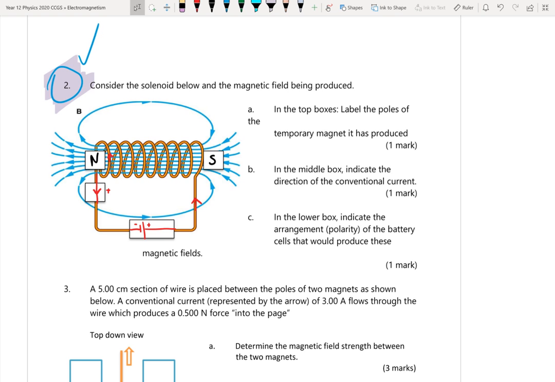Cool. The Lorentz force is going to be equal to BIL. So we need to know the magnitude of the current. We would need to know the length of the wire that's within the external magnetic field, and we would also need to know the magnetic field strength. Okay? Let's go back to some spare paper.